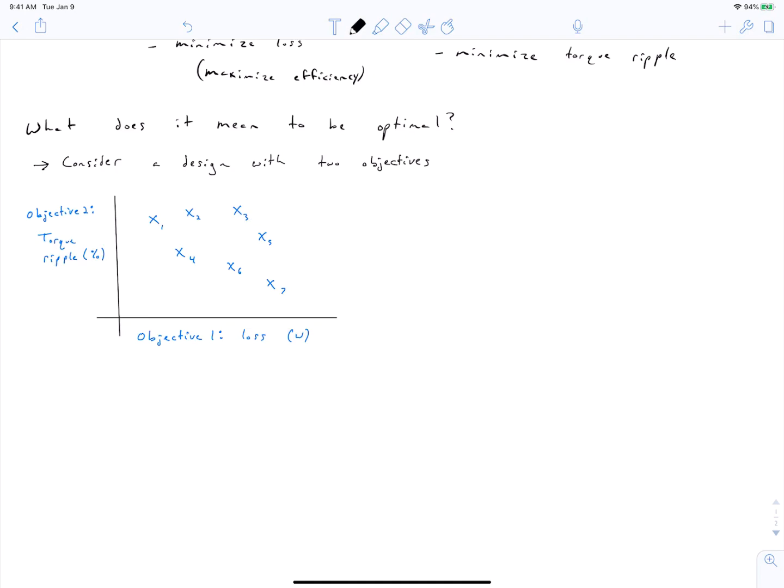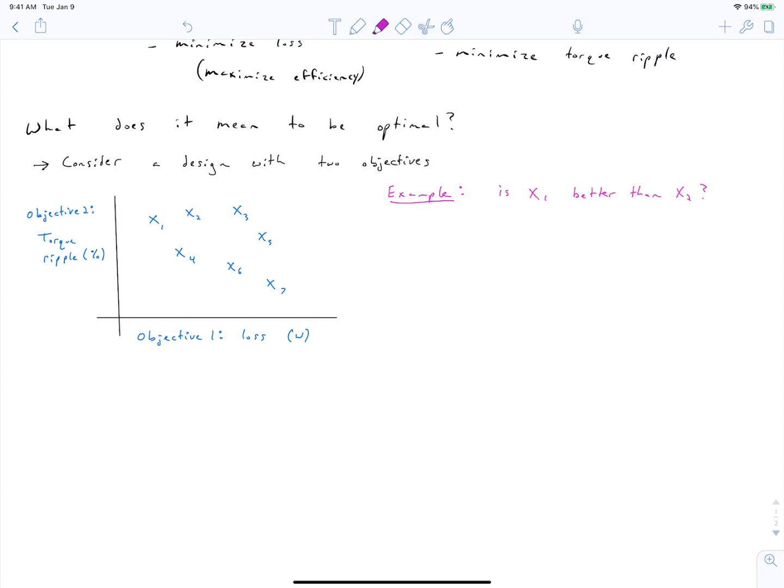So let's now try to compare these designs. Let's talk about whether one design is better than another design. And the first question I have for you is, is design X1 better than design X2? Take a second, think about this, and pause the video, press play when you're ready to hear the answer.